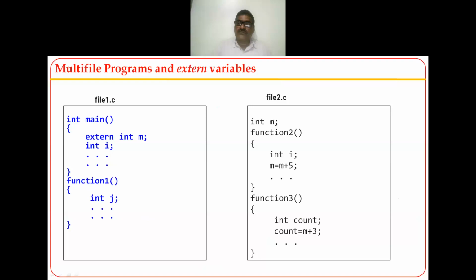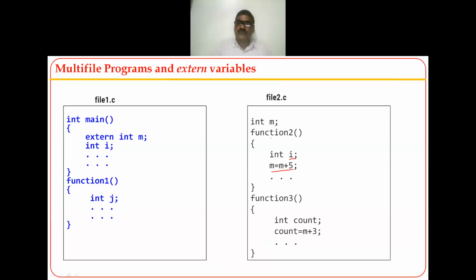So this is file1.c, this is file2.c. In the file1 main function, we are declaring m as extern integer, and i as local to this main function. Function1 has int j. In file2.c we are declaring int m. So m is a global declaration in file 2. In function 2, we have a local variable i.